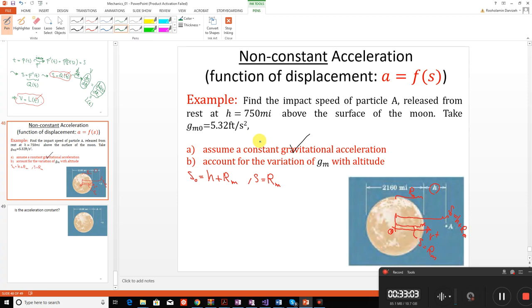Initial velocity, it's released from rest, is equal to zero feet per second. And the h, be careful, here is miles, here is feet. If I multiply by 5280, you can change the units to feet.